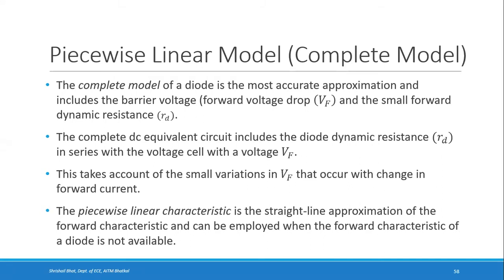We have seen there is a slope. The forward characteristic has got a slope. It is not a vertical line. So we will include that in this particular approximation. The characteristic for this model is called the piecewise linear characteristic. It is the straight line approximation of the forward characteristic. The forward characteristic is not a straight line, right? It slightly increases from 0 till Vf, and from there it starts increasing. But this piecewise linear characteristic is the straight line approximation of that forward characteristic, and we can use this whenever the forward characteristic is not available to us.